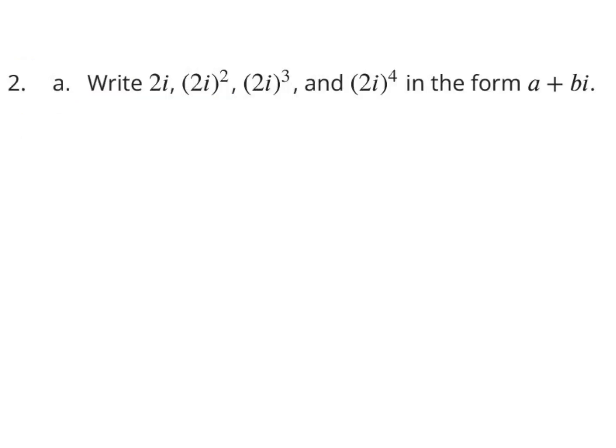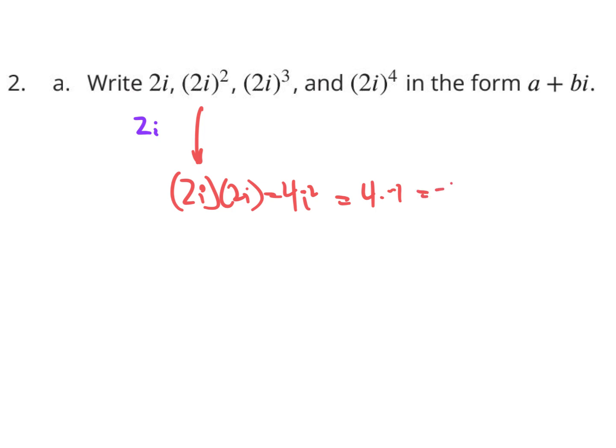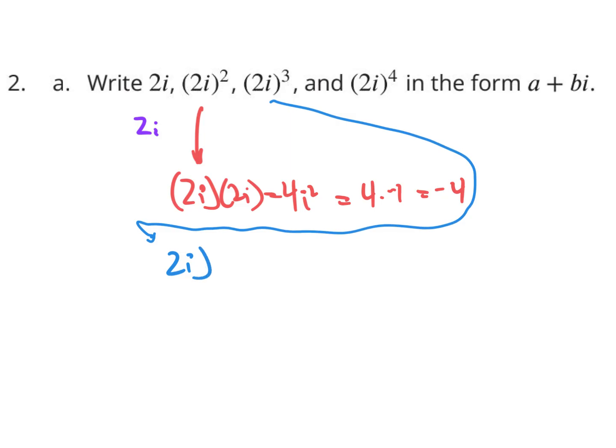Okay, write 2i. 2i is just 2i, nothing else to it. 2i squared is 2i times 2i, which equals 4i squared. i squared is negative 1, so that's 4 times negative 1, which equals negative 4. Okay, for the next one, 2i cubed is 2i times 2i times 2i. 2 times 2 times 2, like we did in the previous problem, is 8.